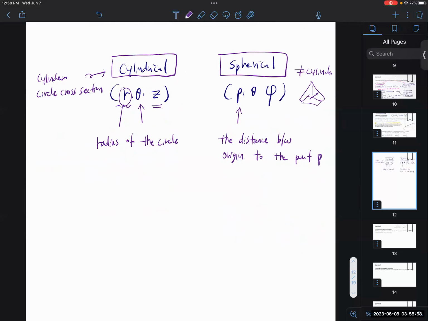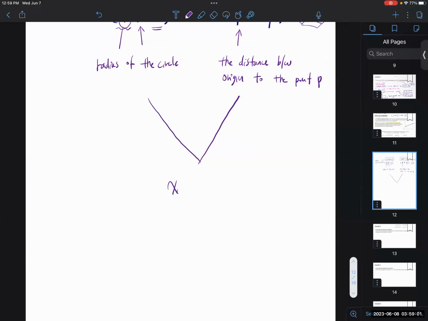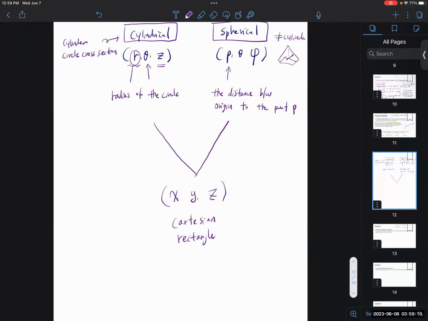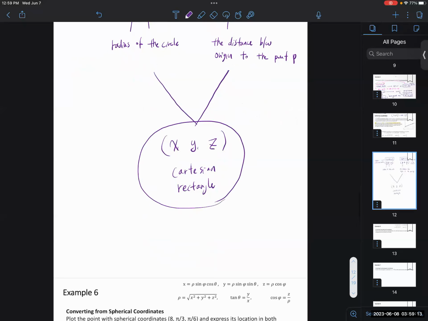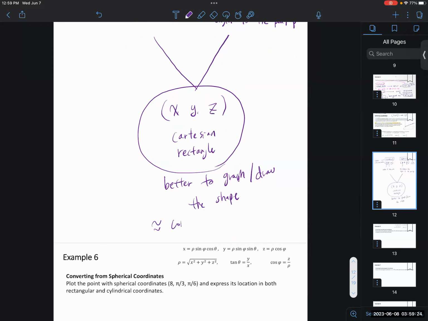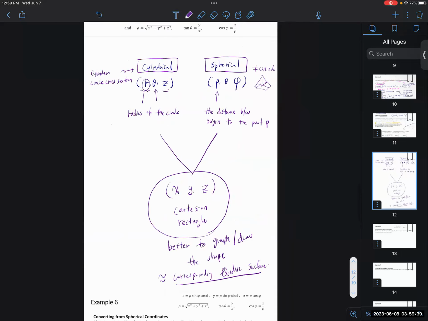Those are two systems. You can always convert it to the Cartesian XYZ. This is Cartesian, or we call it the rectangular coordinate system. If you have XYZ, this is better to graph or draw the shape, because we know all the corresponding quadric surfaces. Okay, so that's the relationship.